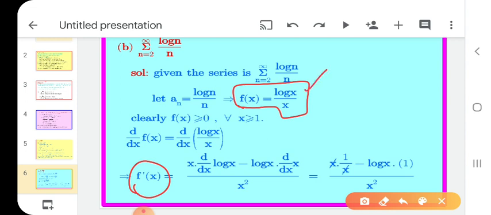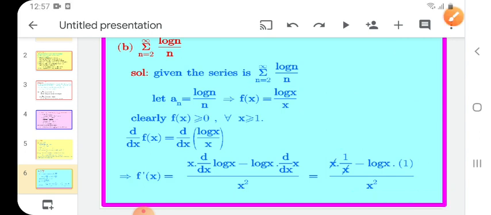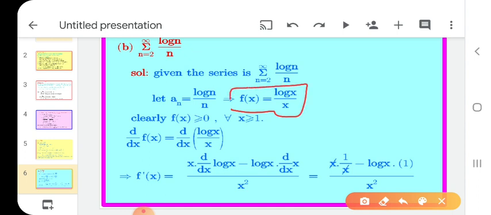For finding whether the given function is increasing or decreasing, we find the f dash x value. If f dash x is less than 0, we say the given function is decreasing. If the value of f dash x is greater than 0, we say the given function is increasing. Similarly, I use the same method. Where f of x is equal to log x by x, we can't say whether the given series is decreasing or increasing.